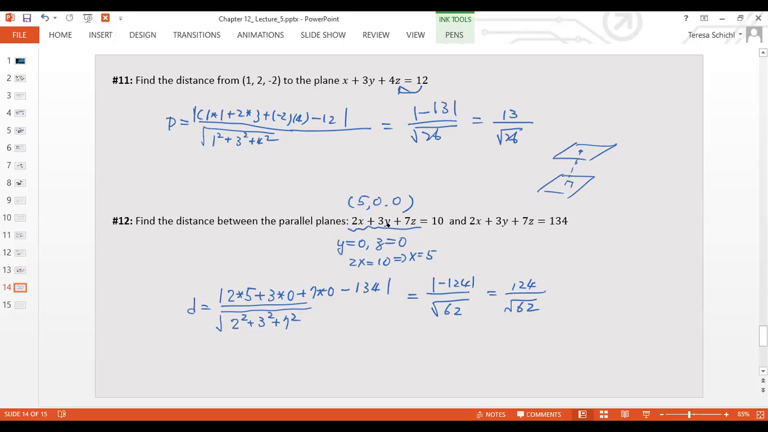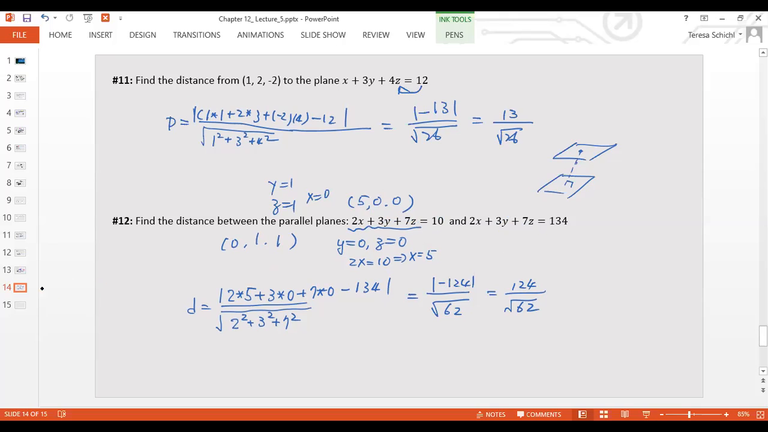Just like you can choose any of the points you want, right? So you can choose like y equal to 1, z equal to 1. So 3 plus 7 is 10. Then the x will be equal to what? It will be 0. So I know the point 0, 1, 1 will be on this plane also. Then you can do the same thing. Plug in and get the same answer. Okay, that's pretty cool, right?